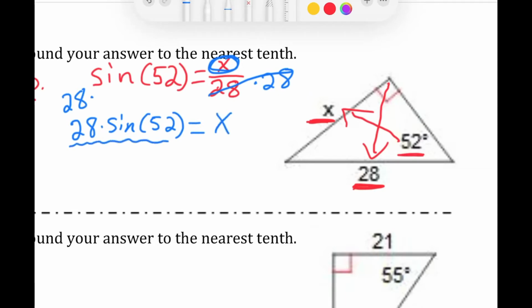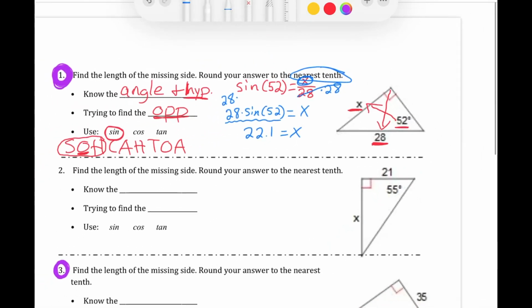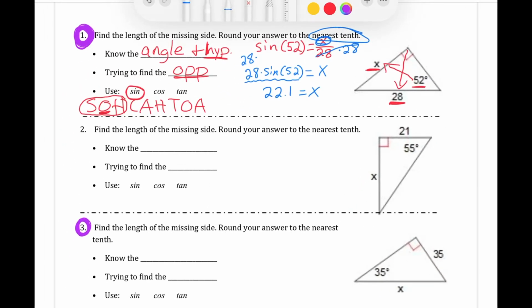Then we're going to put all of this on the left side into the calculator. Again, if you've already gone through the video of how to use the calculator, hopefully you remember that you have to be in degree mode, and I do show you in that video how to do that. And you will get 22.1 equals x. And again, we're rounding to the nearest tenth, so we're getting 22.1. So that is our answer for number 1.